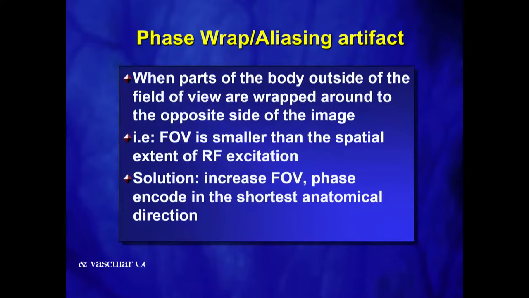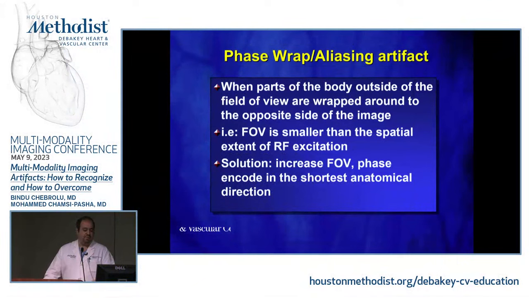One of the other artifacts that we also see is what we call a phase wrap artifact or aliasing artifact. This happens when parts of the body outside of the field of view are wrapped around the opposite side of the image.